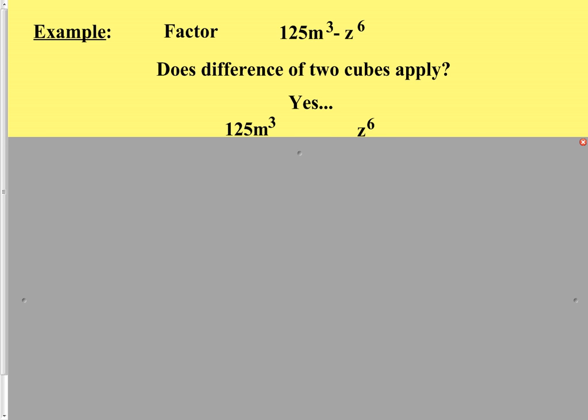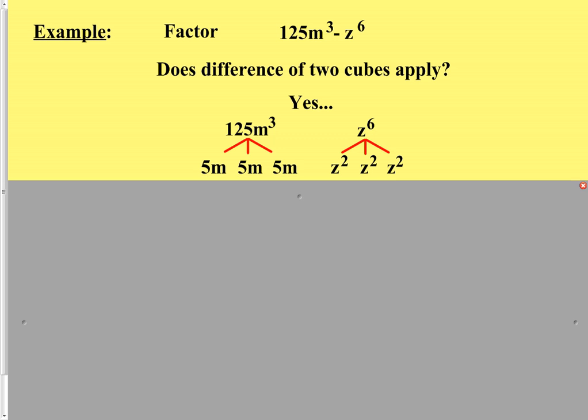So let's take a look at 125 m cubed and z to the sixth. See if we can't break them down. 125 m cubed. What times what times what gets you 125 m cubed? Well, 125, that's 5 times 5 times 5, so that one's easy enough. And m cubed is m times m times m. So 125 m cubed is a perfect cube. How about z to the sixth? Now, obviously, we can't go z times z times z and get z to the sixth, but can we change the exponent of the z and get to z to the sixth? Absolutely. If we went z squared, z squared, z squared, those twos add up by the laws of exponents, and you have z to the sixth.